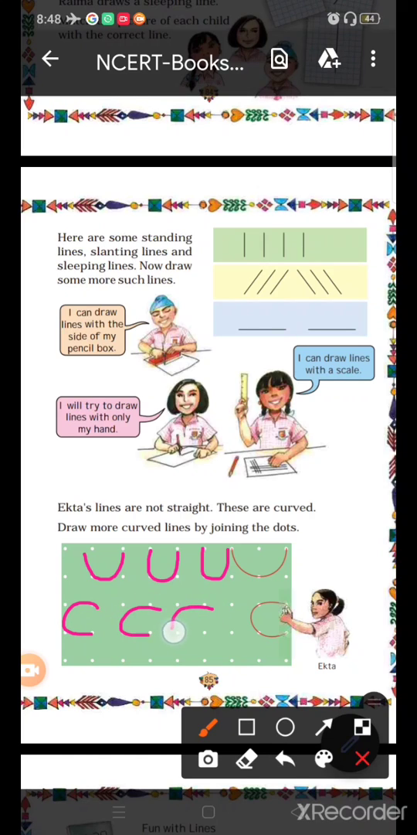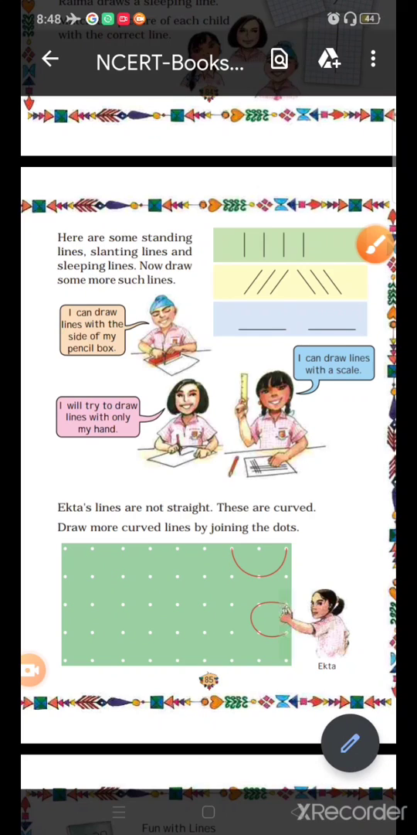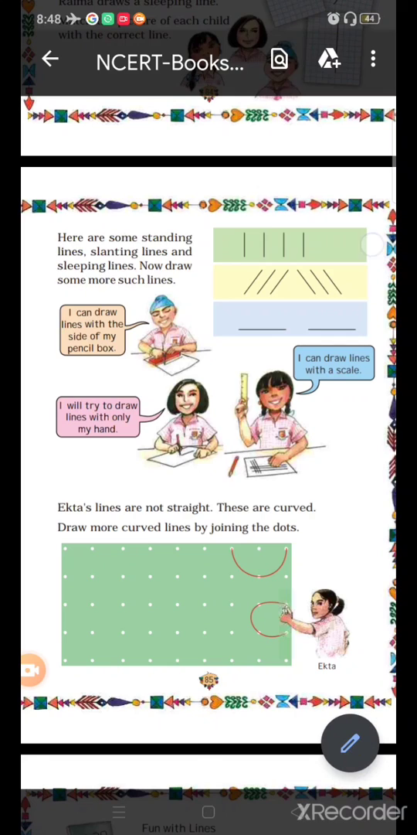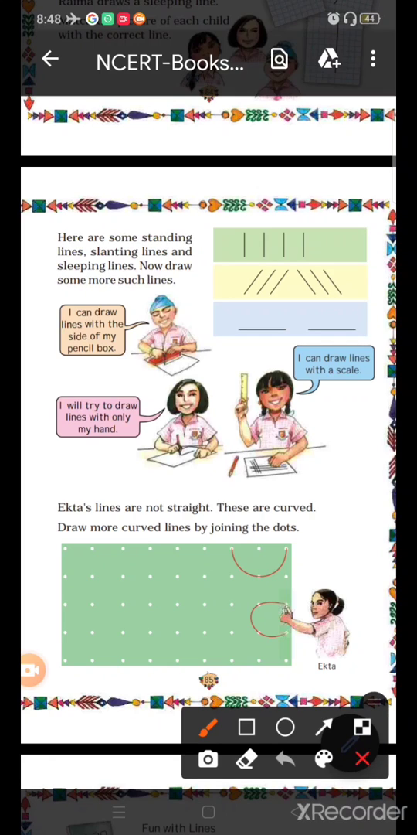Okay. This is also curved, or you can draw like this. Like this you can draw. This is also curved. Okay. And you can draw like this also. Like this also you can draw. Okay. So you will complete these with the help of curved lines.